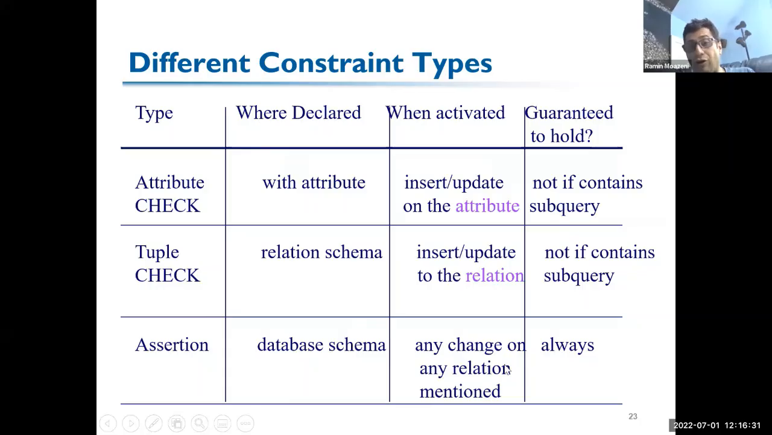Now, assertion is at the database schema level, and that's why I say when the database is updated, any change on any relation activates it. Now, that relation may not even be relevant to the assertion, but the DBMS does not know. Therefore, any change to any relation causes all assertions to be activated. That's where we said there could be actual performance degradation. Yes, it has a cost of performance degradation, but it's always guaranteed to hold.